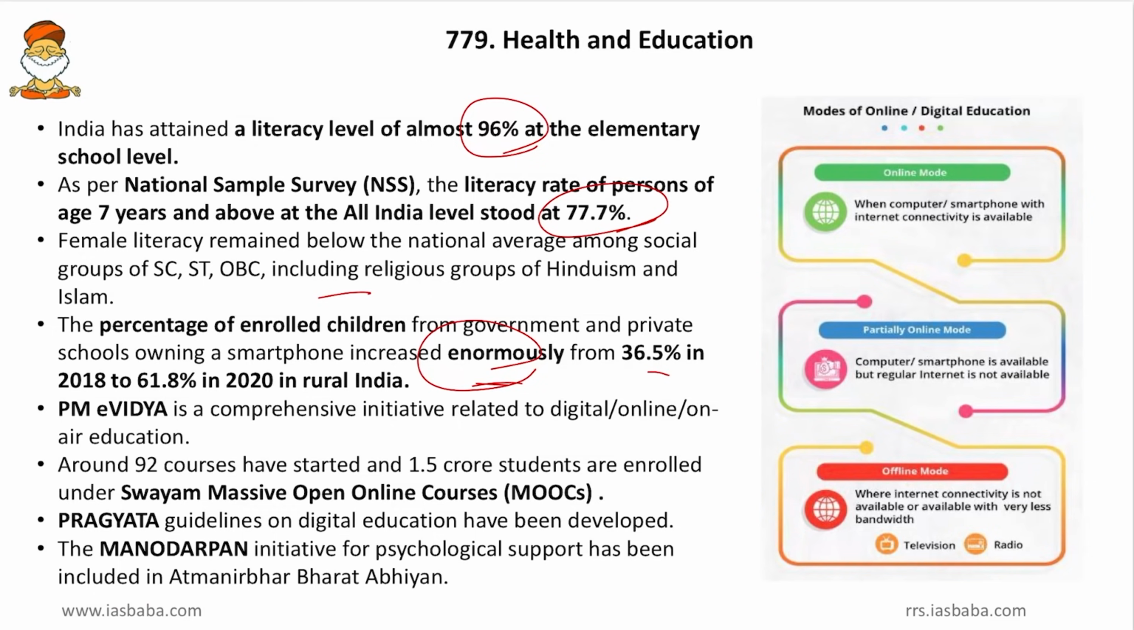Then the Manodarpan initiative for psychological support has been included in the Atmanirbhar Bharat Abhiyan. So friends, in case of depression, mental illness, loneliness and others, Manodarpan will give palliative care and support to those children and people who are willing to take up education once again. So Pragyata, Manodarpan, PM E-Vidya, all these are new schemes, and they are most important for prelims. So this is all about education.